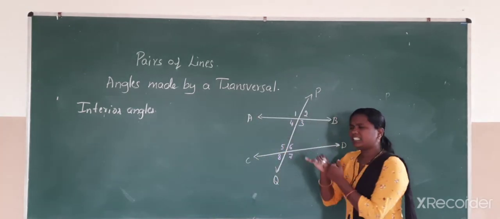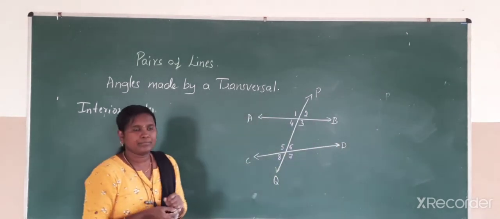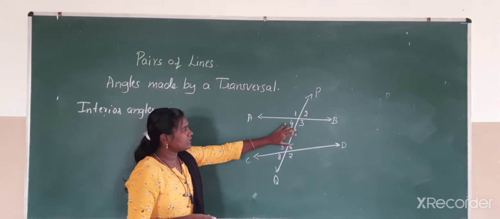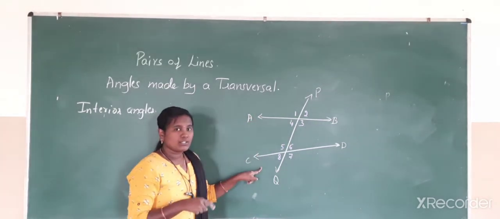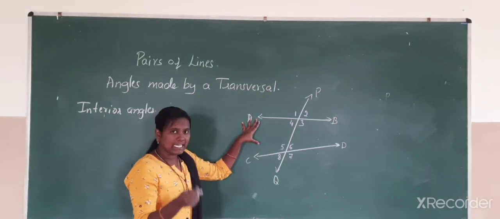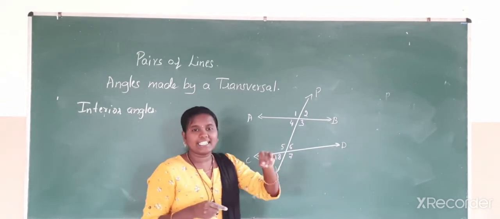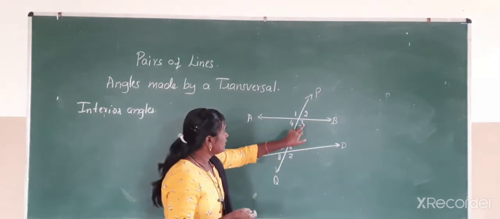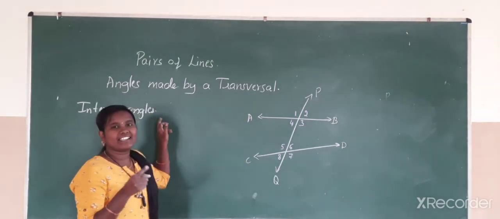Are there any interior angles here? Interior means inside. Inside in the sense here it is not closed, but pair of lines are there. So in between the two lines there are some angles. Those are nothing but those are interior angles. So which are those? 3, 4, 5 and 6 are called as the interior angles.